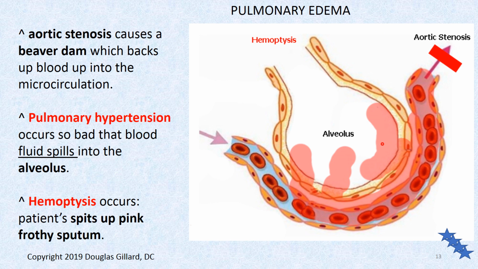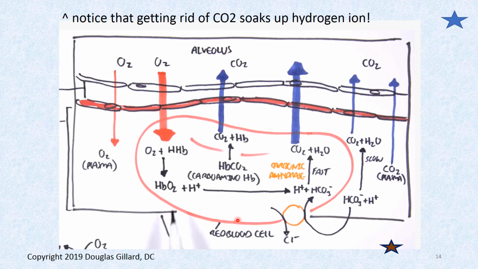And in fact, if enough of that soaks into the alveoli, you're going to start coughing up blood. It'll be like a white, pink, frothy, foamy sputum. That's called hemoptysis. Okay, so that's another important concept. I do like that question. We're not going to get into it any deeper than that, but you should know that.